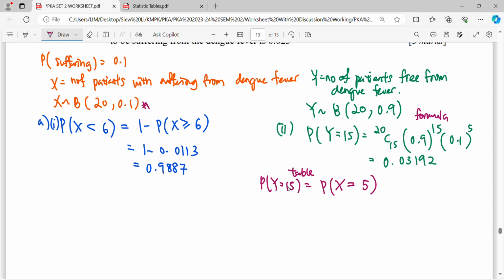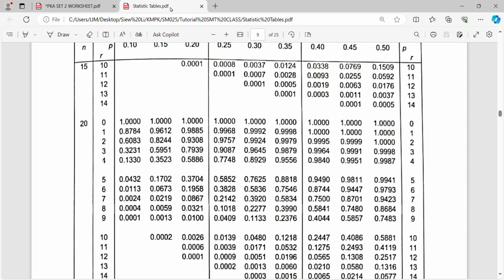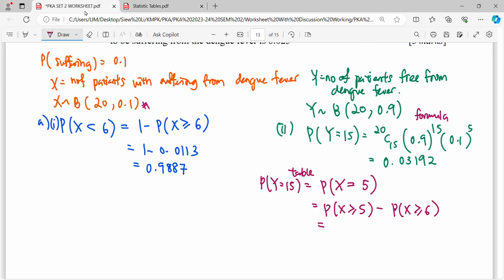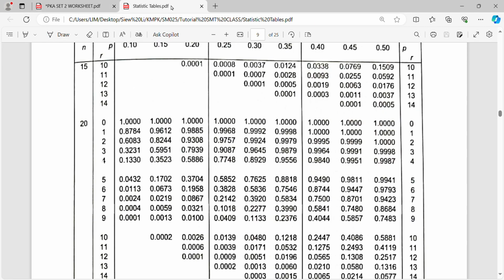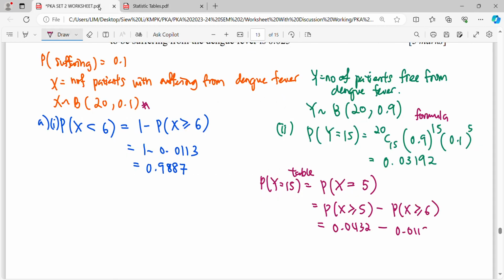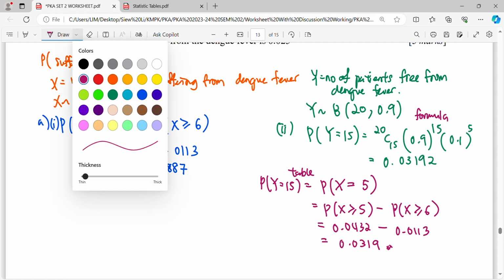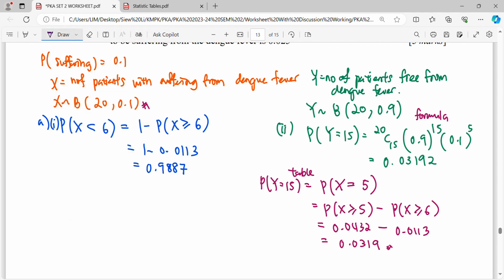So how do we get exactly 5? We read the table: more than or equal 5 minus more than or equal 6. The reading of 5 is 0.0432, and the reading of 6 is 0.0113. Alright, then let us continue with question B.